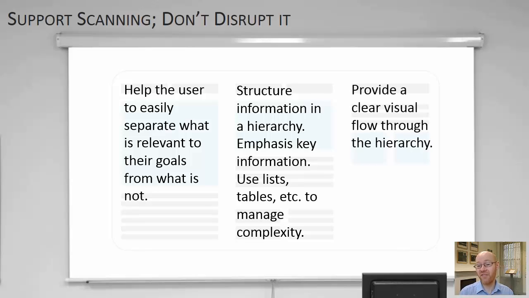Provide a clear visual flow through the hierarchy. And we'll see this in some of the other things. So basically we want to let the user be able to scan through that hierarchy, and by the process of scanning through it, usually top to bottom, left to right, depending which way the scanning is happening, they can locate the element that they're interested in. So basically we should support scanning, not disrupt it.